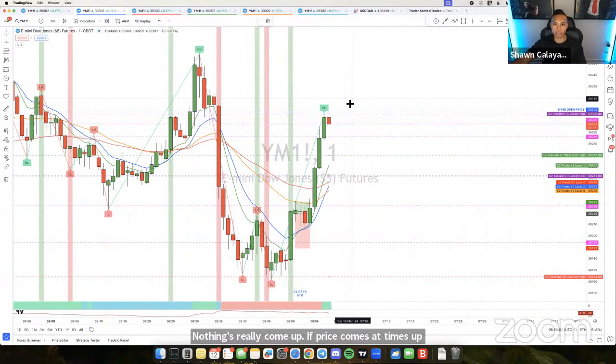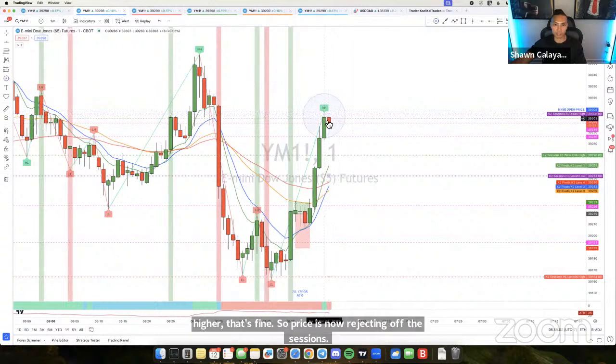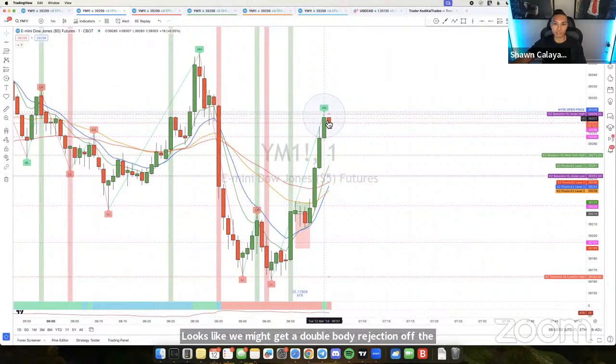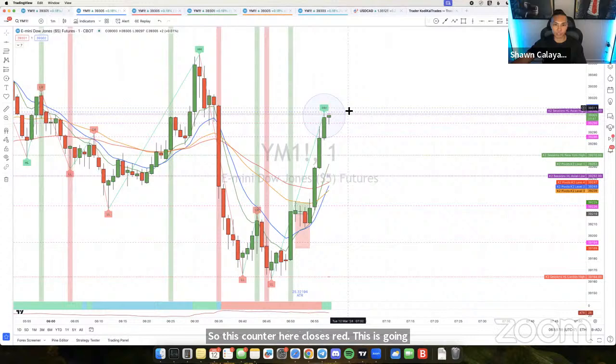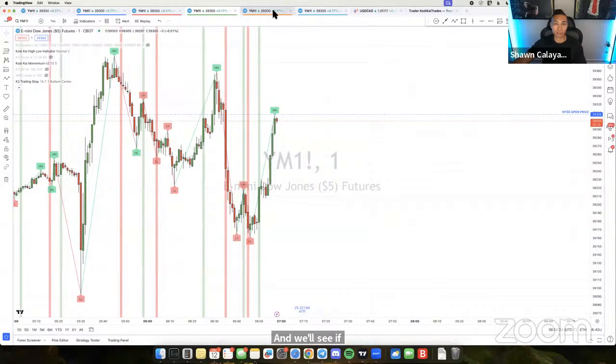Price is now rejecting off the sessions. Looks like we might get a double body rejection off the sessions right there. Price didn't necessarily get up to opening price yet, but it is rejecting off the Asia high right here. So if this candle here closes red, this is going to be a double body rejection off the sessions. And we'll see if it climbs back down and creates a range.